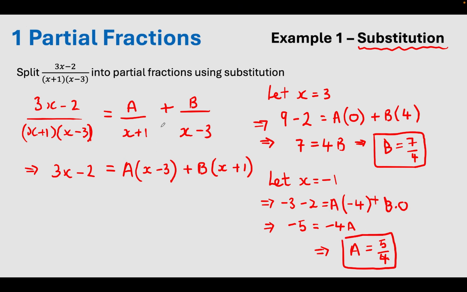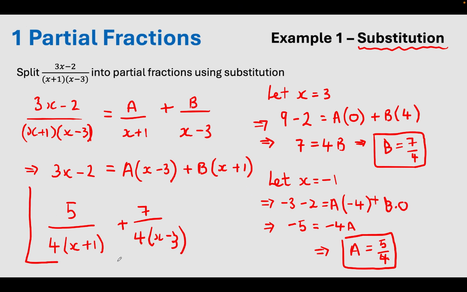So now our final form would become a, so I'm going to write a as 5 in the numerator and combine the 4 in the denominator, so I get 5 over 4 times x plus 1, plus 7 over 4 again, x minus 3. So this is our final answer.